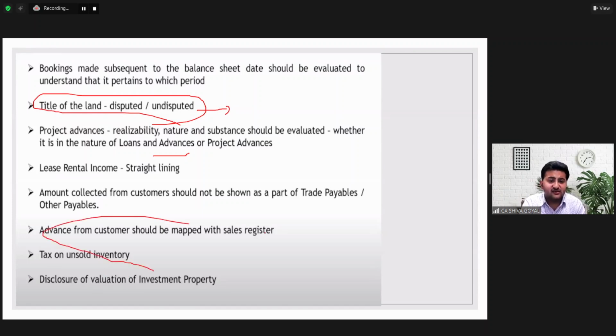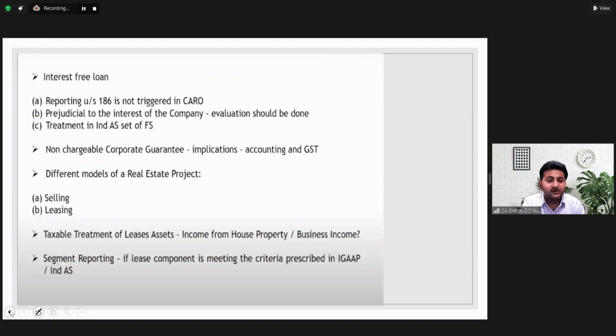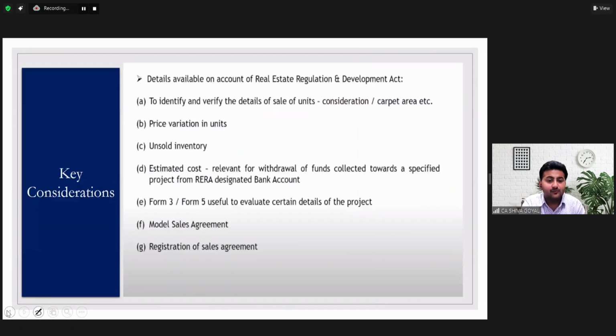Then advances from the customer should be matched with the sale register. Then disclosure of valuation of the investment property has to be properly seen. One point I would take up for RERA that is very important.